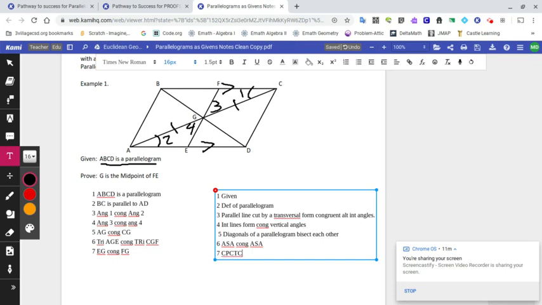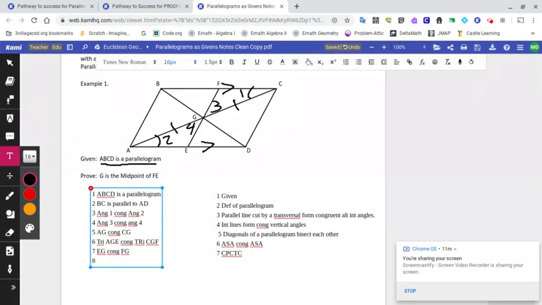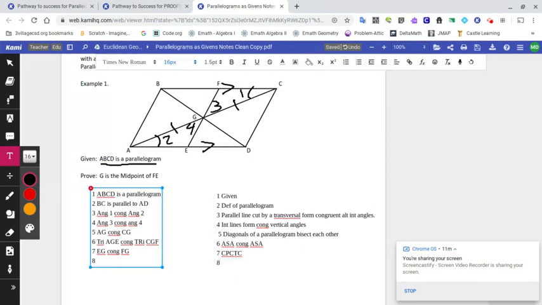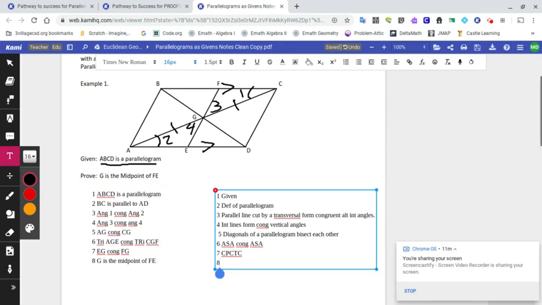And now that those two are congruent to each other, well, that must mean that G is the midpoint of FE. That's by definition of midpoint. It split that segment into two equal pieces, so that is by definition of midpoint.